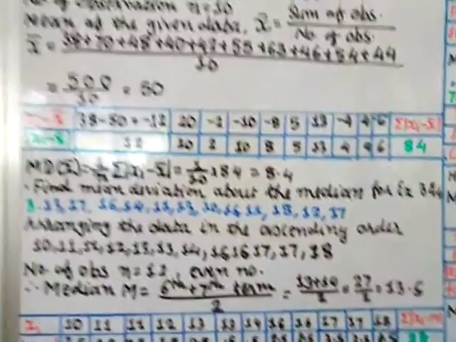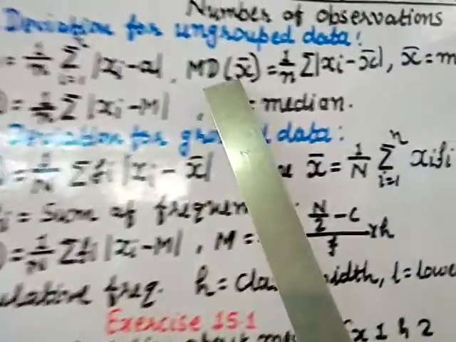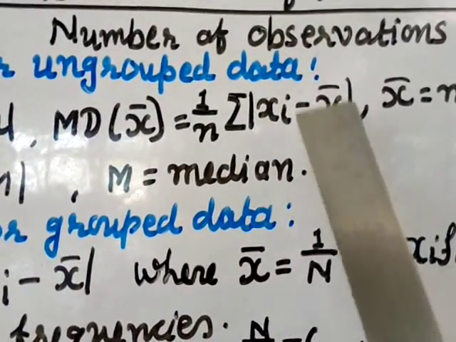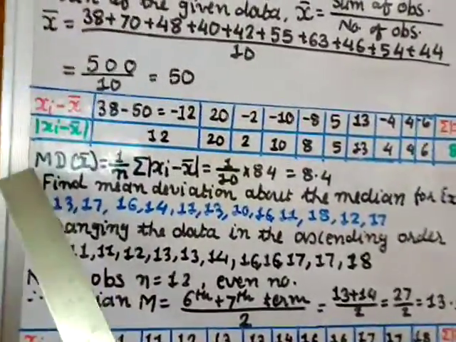Now we use the formula I have given before, this one: MD about x bar equals 1 by n sigma modulus of xi minus x bar, that is the formula. So let us use the formula here.